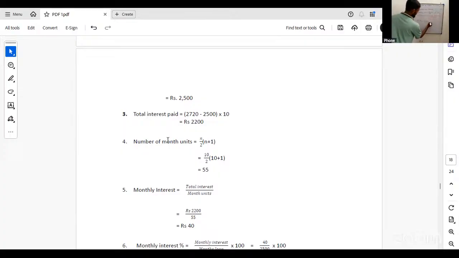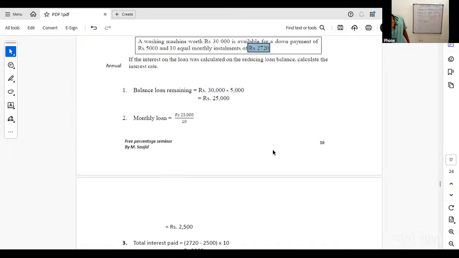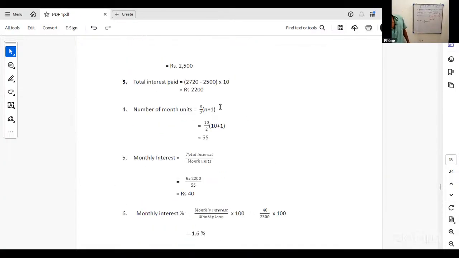So what is n here? The number of installments, right? 10. So he pays that in 10 equal monthly installments. So what? 10 over 2 into 10 plus 1. So 10 over 2 is 5 and 10 plus 1 is 11. Answer is 55. The month units is 55.